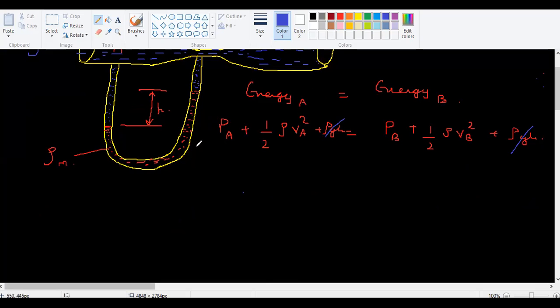Suppose I say pressure at A is bigger and pressure at B is lower, so I'm going to write PA minus PB. And from differential manometer concepts, I already know that this differential pressure is nothing but rho GH. So in this place I can write rho GH, and this will go to the other side: half rho times VB square minus VA square.